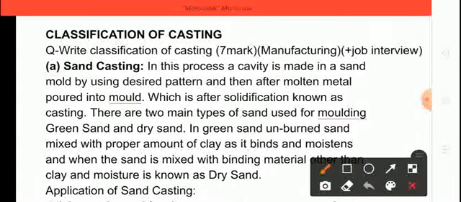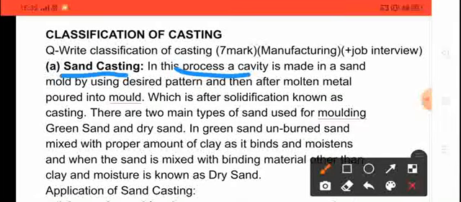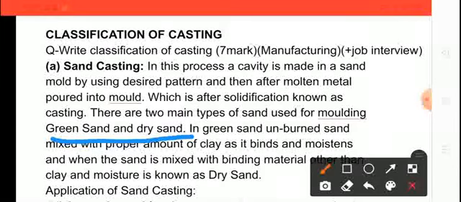Classification of casting. The first process is the sand casting process. In this process, a cavity is made in a sand mold by using the desired pattern, and then molten metal is poured into the mold, which after solidification is known as casting. There are two main types of sand casting for molding: green sand and dry sand.